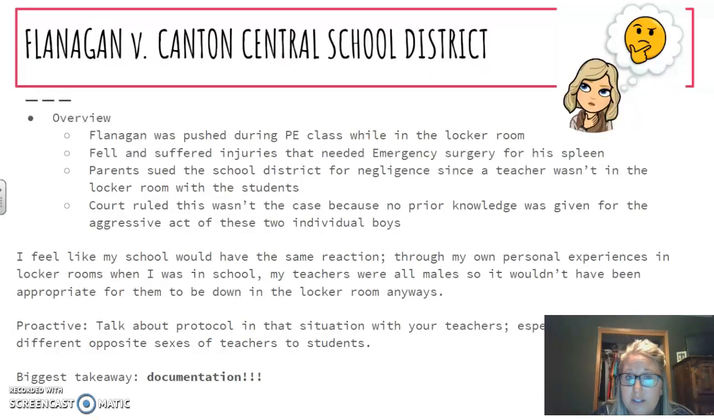I feel like my school would have had the same reaction, through just my own personal experiences, because like I said, I am a first grade teacher, so I don't have to deal with that so much. But in my personal experiences in locker rooms when I was in school, my teachers were all males, so it wouldn't have been appropriate for them to be in the locker room anyway, unless there was a reason for it. I think proactively, you need to talk about the protocol in that situation with your teachers, especially if it's opposite sexes of teachers to students, as you find that especially common when it comes to PE classes.